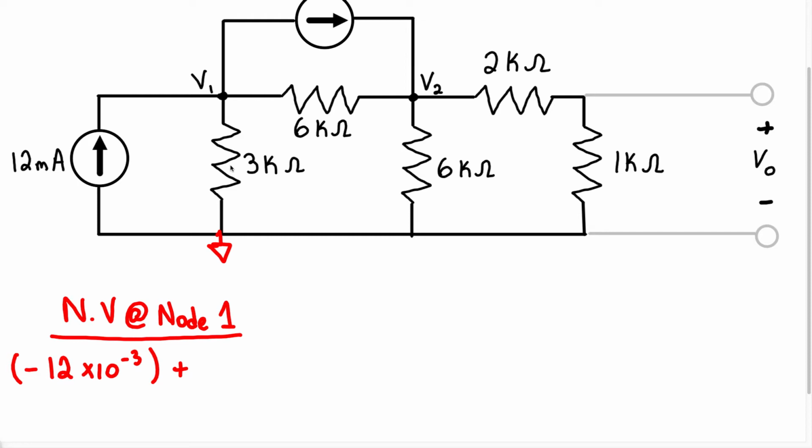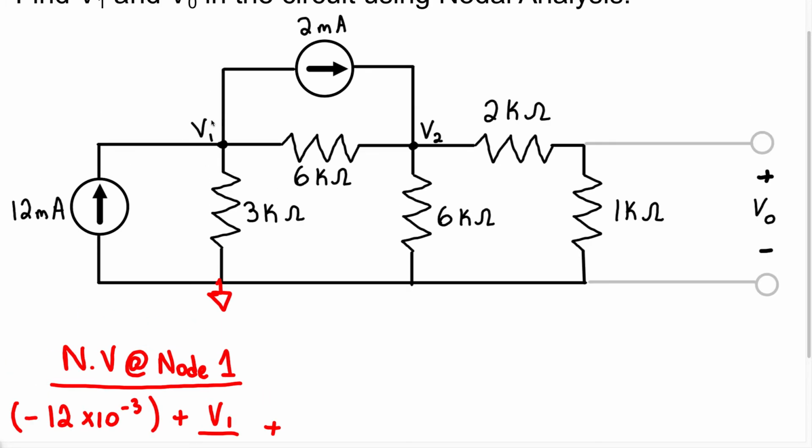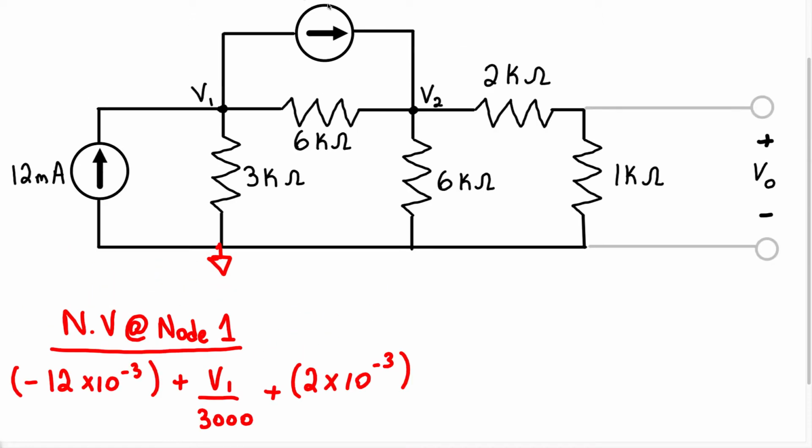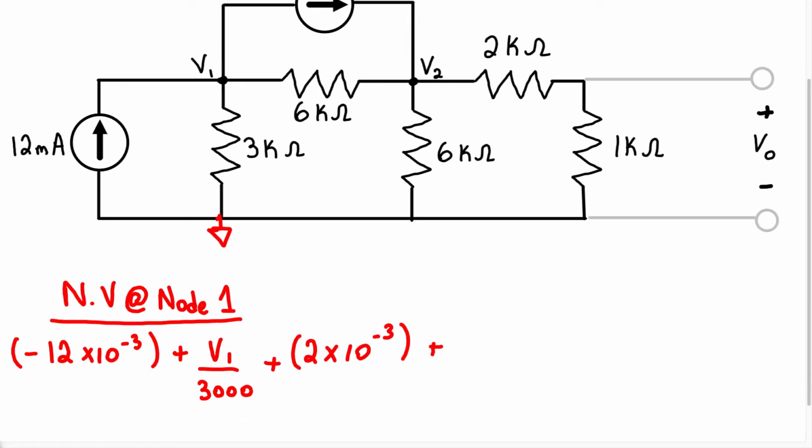Therefore, we're going to write it in terms of Ohm's law using the voltage and resistor relationship. So that's going to be V1 over 3K plus we have currents leaving going up to this branch. We know this is going to have a current source of 2 milliamps. So we have plus 2 times 10 to the negative 3. And finally, we have current going this way in this resistor here. So we're going to take the difference between the voltages at these two nodes and divide it by the resistance, which is 6,000. We have plus V1 minus V2 over 6,000 equals 0.